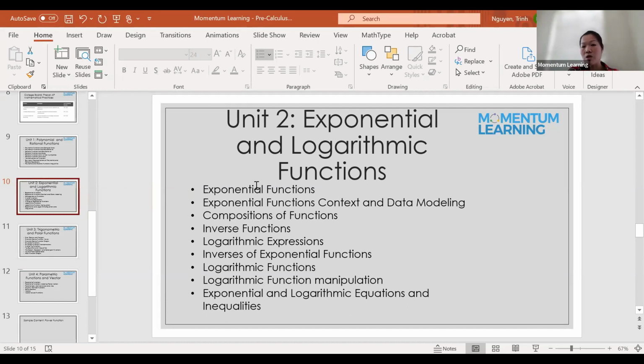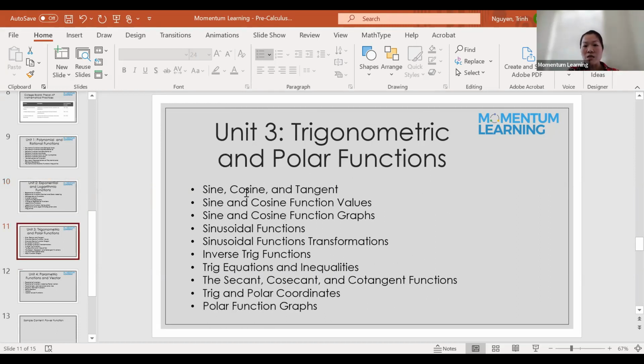Exponentials and logs are the content we're going to cover when we talk about log and exponential. Trig functions would be sine, cosine, tan, secant, cosecant. I'm going to teach all 6. We're going to learn how to graph them, how to do the unit circle, how to write them, and how to do inverses.